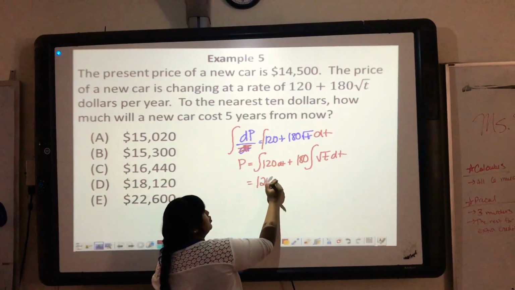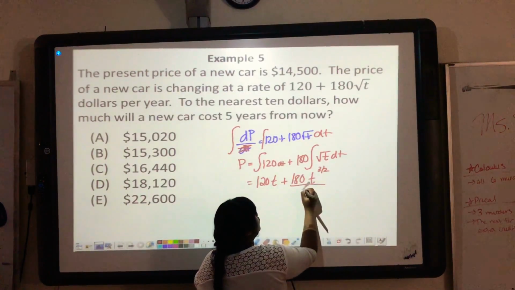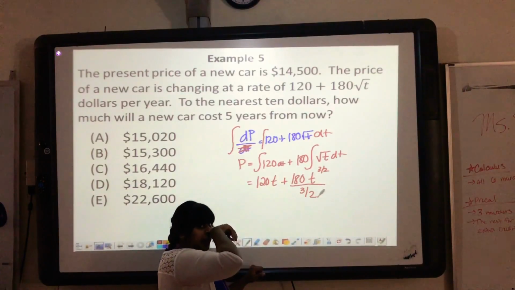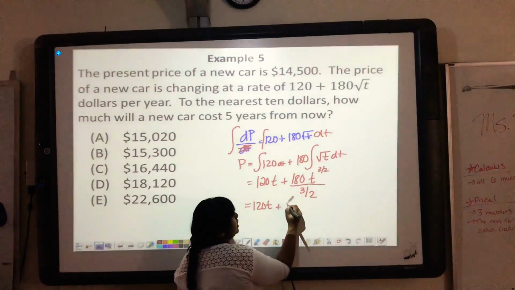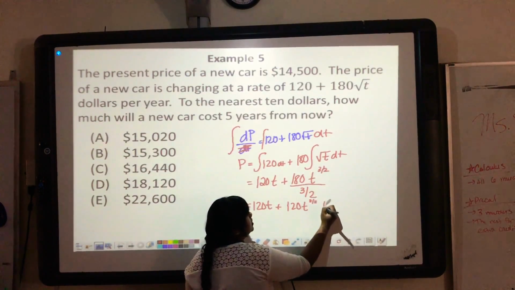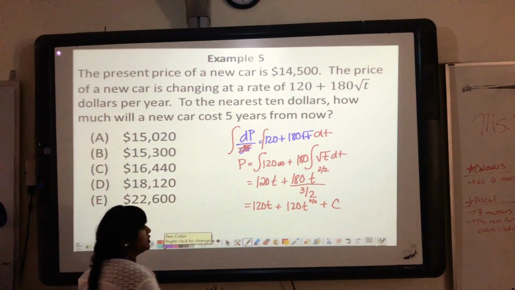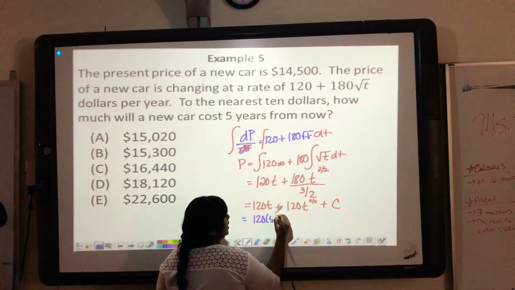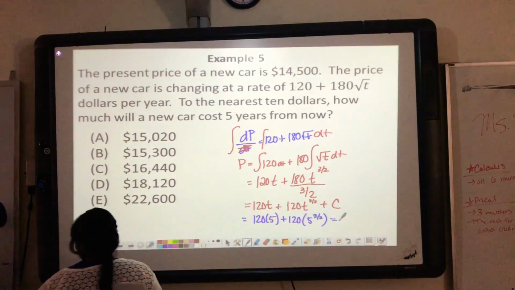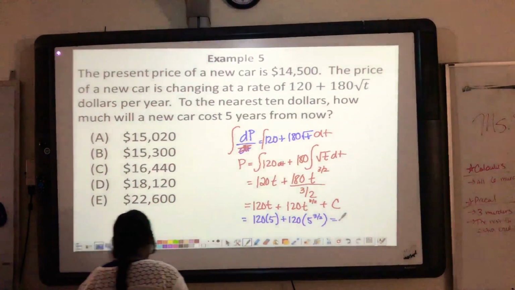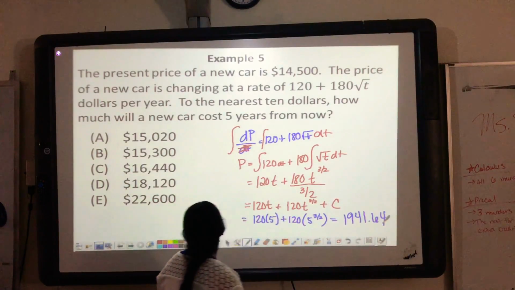So this becomes 120t plus 180 t to the 3 halves over 3 halves. Well, if I evaluate 180 over 3 halves, that just gives me 120. So this is actually going to be equal to 120t plus 120t to the 3 halves, of course, plus c. So let's go ahead and figure that out. So what happens at 5 years? If I plug that in, 120 times 5 plus 120 times 5 to the 3 halves, I get some value. I can't remember 100% off the top of my head. I get 1941.64.